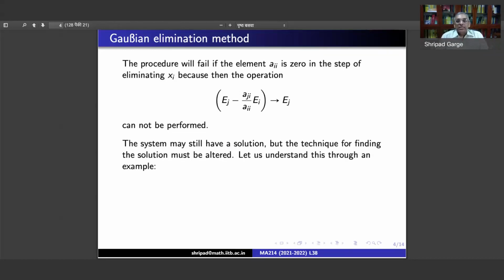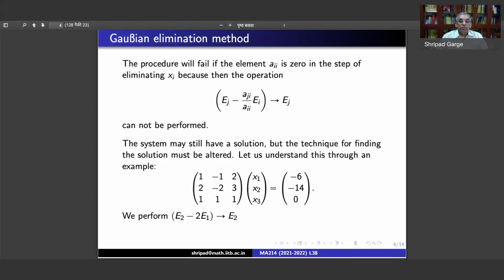So let's understand this through one particular example. Suppose I have this particular system: 1, -1, 2; 2, -2, 3; and 1, 1, 1. This is multiplied by x1, x2, x3 to get -6, -14, 0. Now we want to eliminate x1, so we have to do something to e2 and e3 depending on e1. So we do e2 minus 2 e1 to e2, and e3 minus e1 to e3. This is what we are going to do.